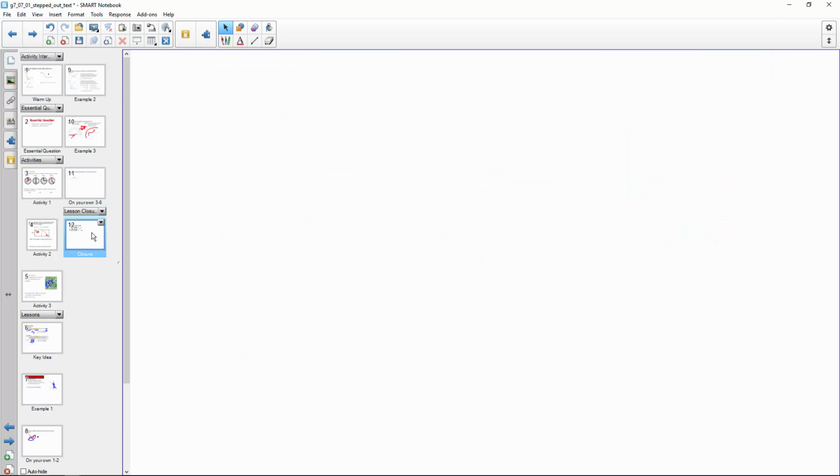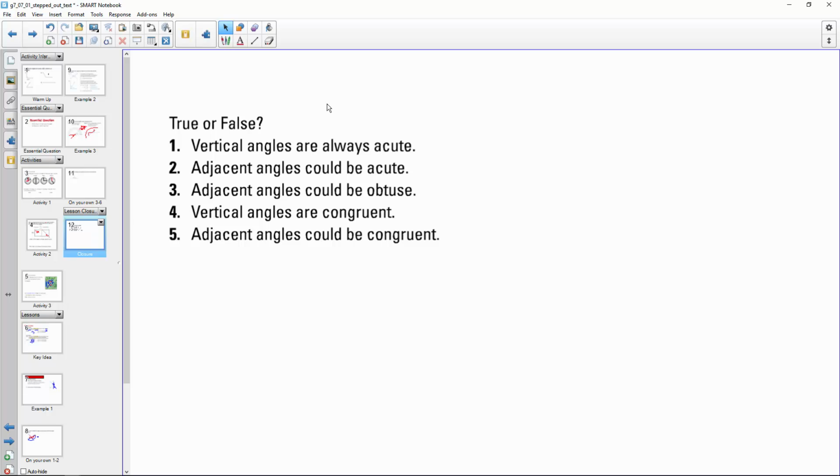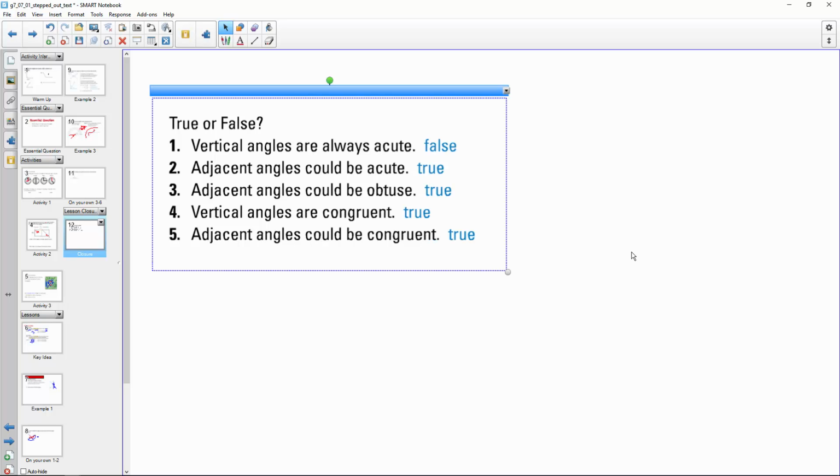So that's that. And finally, vertical angles are always congruent. Or I'm sorry, vertical angles are always acute. Adjacent angles could be acute. Adjacent angles could be obtuse. Vertical angles are congruent, or adjacent angles can be congruent. They're all true with exception to the first one. Vertical angles are not always going to be acute.